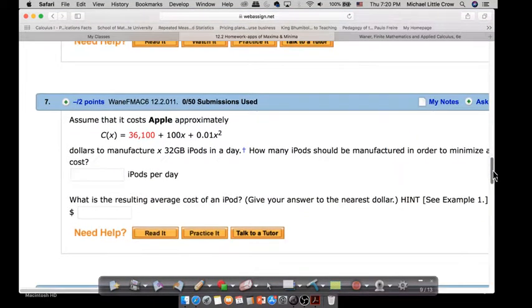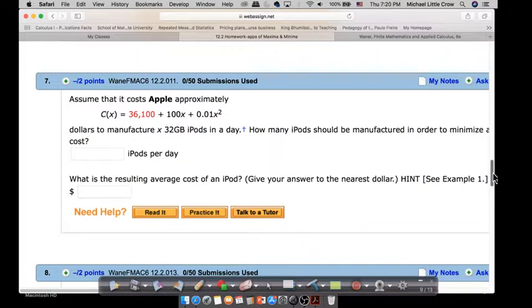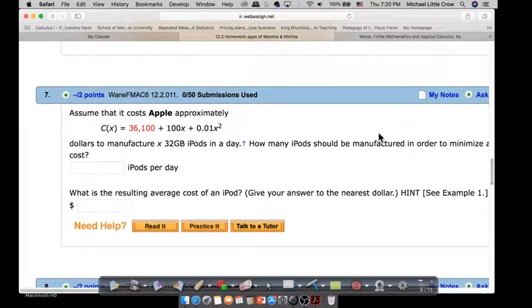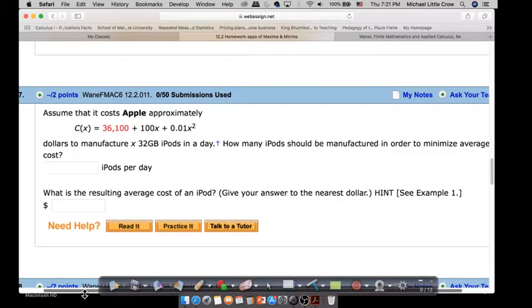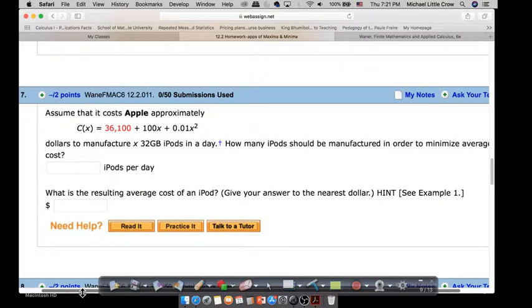So this is one I wanted to show you because this is going to be a little challenging, I think. How many iPods should be manufactured in order to minimize cost? Now this one's not too bad. You take its derivative, you set it equal to 0. That'll tell you where you have minimized cost. Wait, sorry, there's a word that I missed. Average cost. Okay, this is the one.